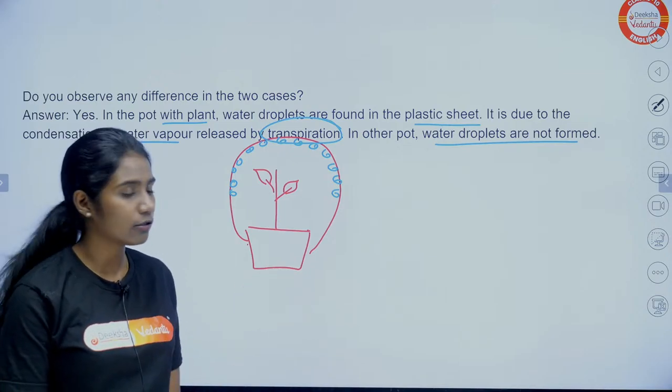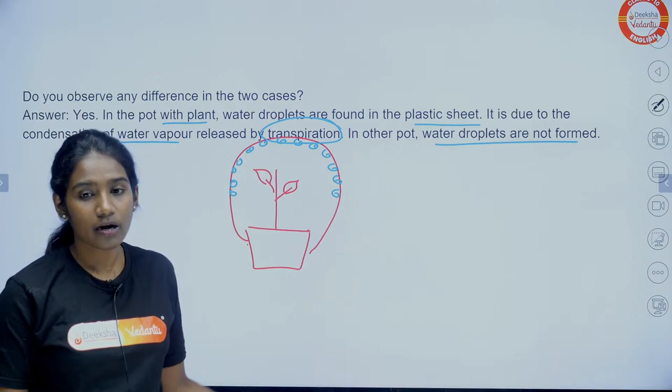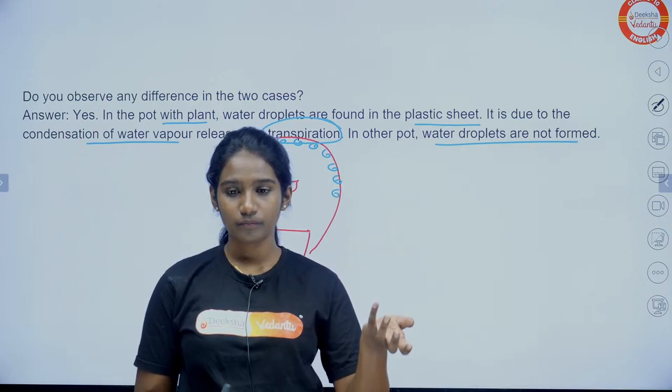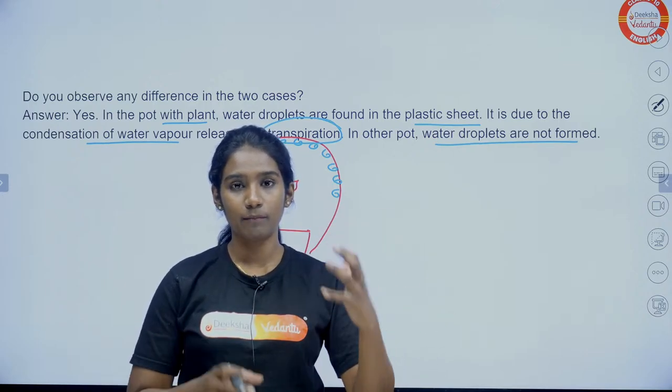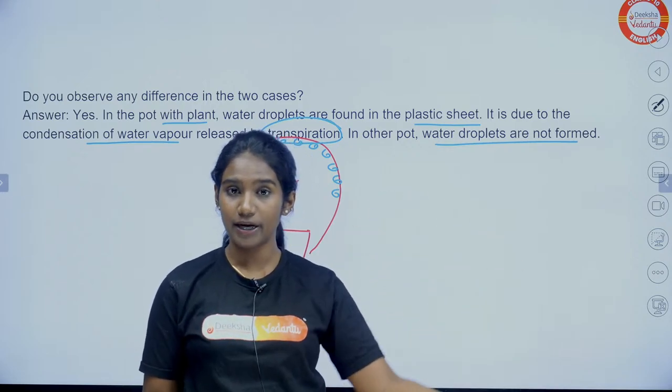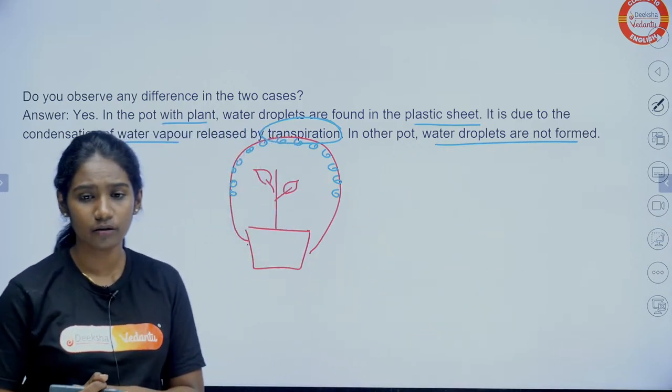Do you have any doubts from this part? Or else, do you have any doubt from the life process chapter? Like it can be from mode of nutrition or human digestive system part or from respiration part. Do you have any doubt?